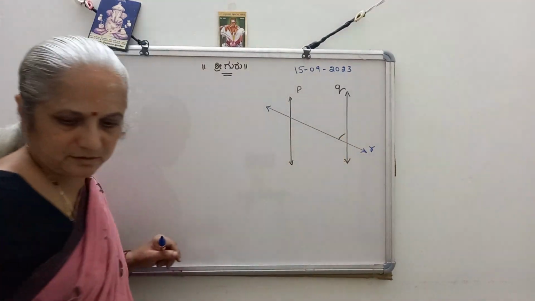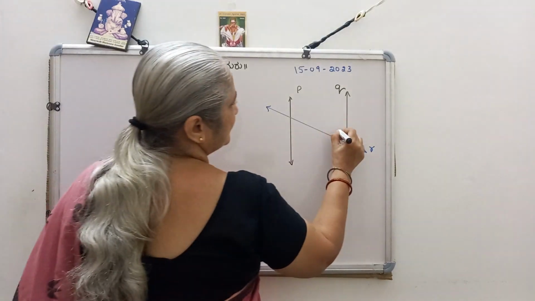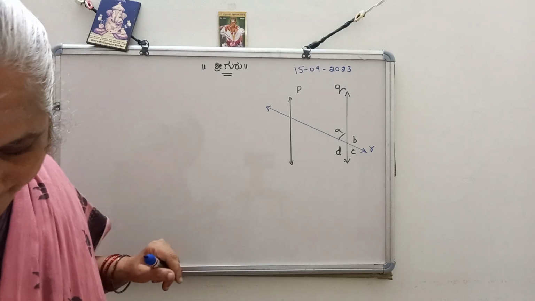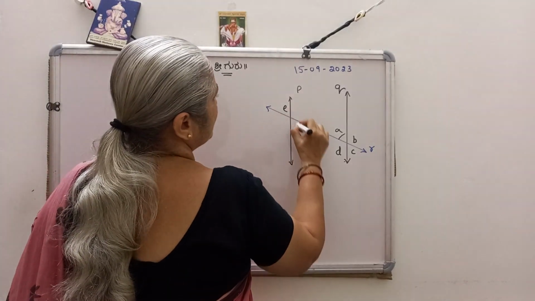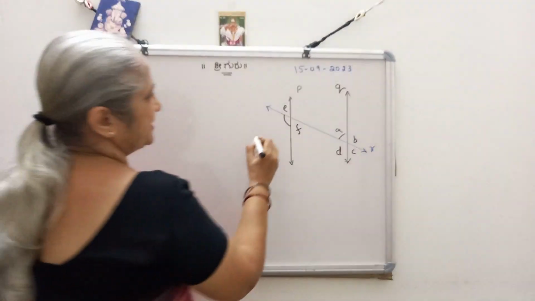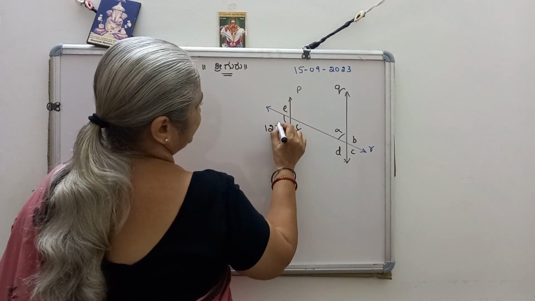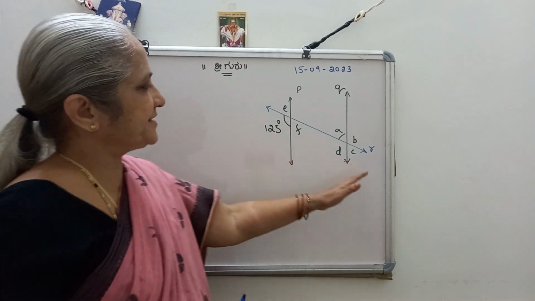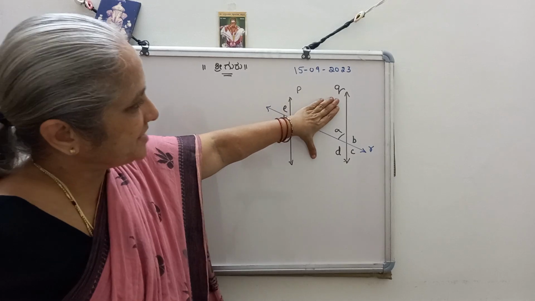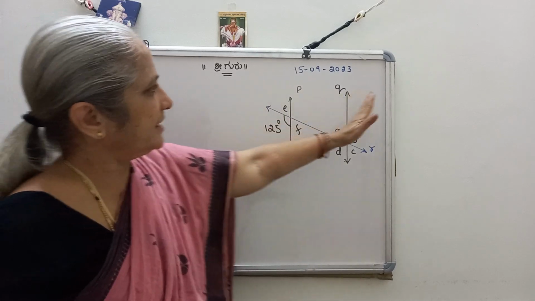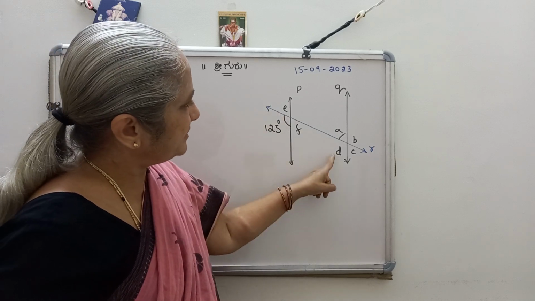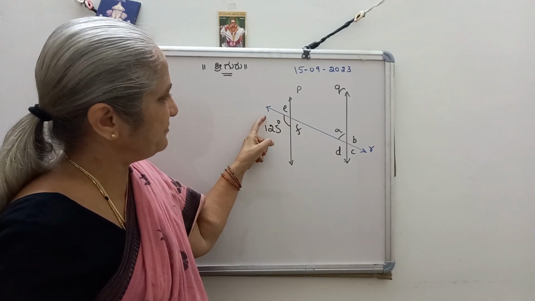This is A, B, C, D, E, F, and this angle is 125 degrees. Here these two lines are parallel and this line is the transversal. This is the region inside the parallel lines and this is the region outside the parallel lines. Here angle D is equal to 125 degrees.